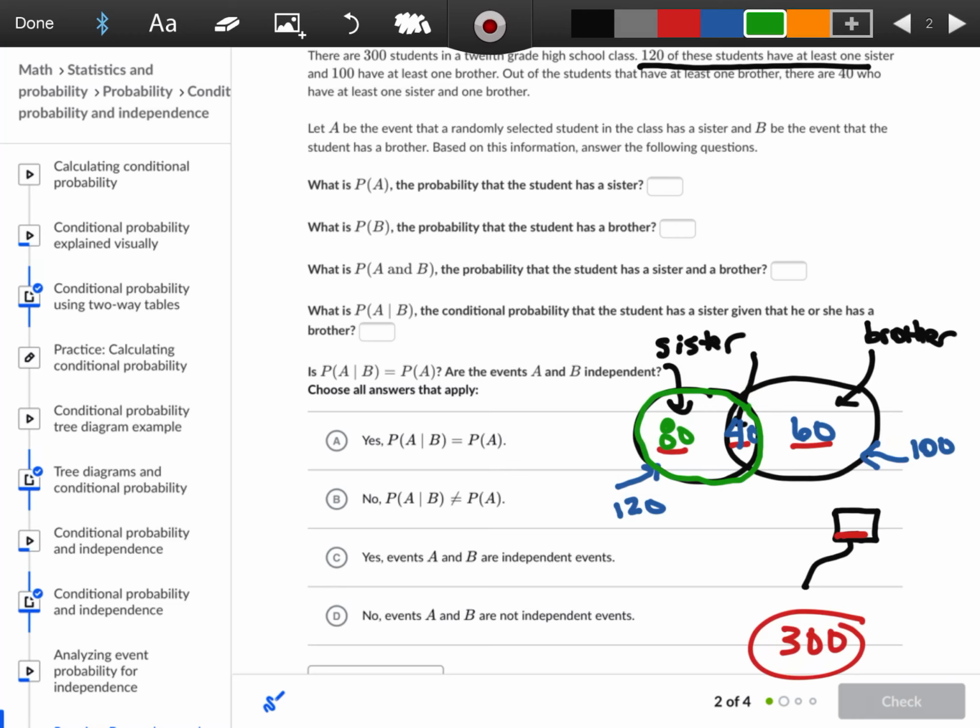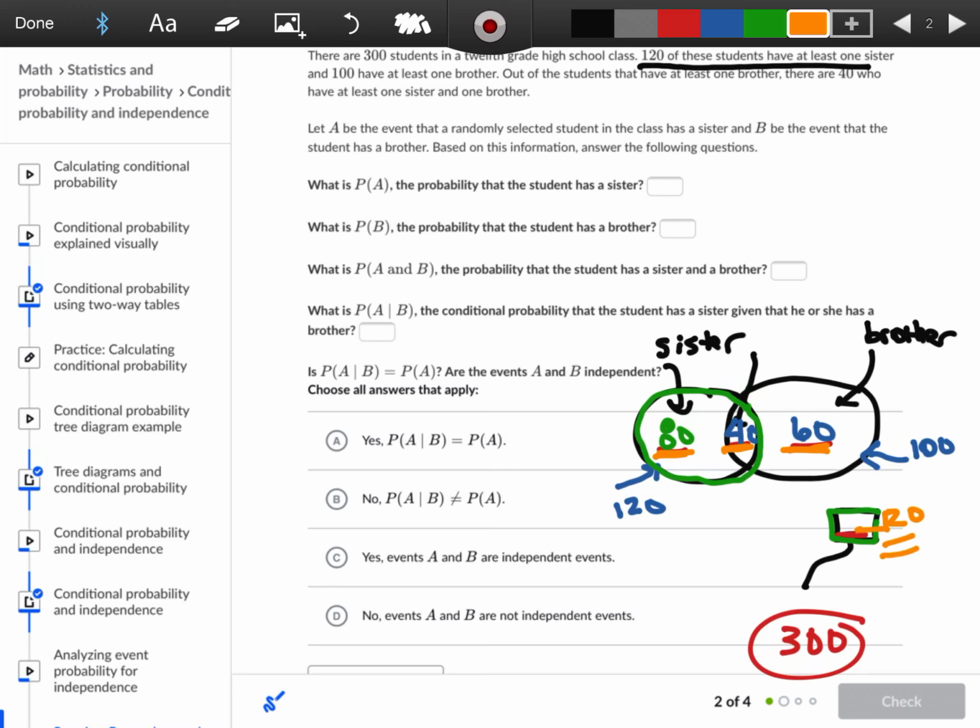So then I'm going to come down here to this group just for kicks, because I might need it later. I'm going to add up my numbers. I know they need to sum together to be 300. I have an 80. I have a 40. That's 120. Plus 60 more, that's 180. So down here, I have 120 students who don't have a sister or a brother.